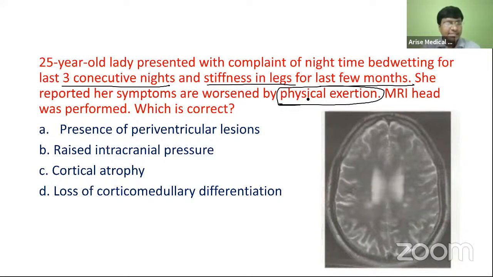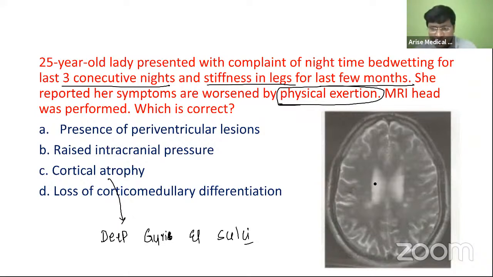So what do you think is the answer being correct? Cortical atrophy? No. It is not cortical atrophy. In case of cortical atrophy, the important marker in the MRI will be very deep gyri and sulci. And that is not there. So cortical atrophy is not the answer.